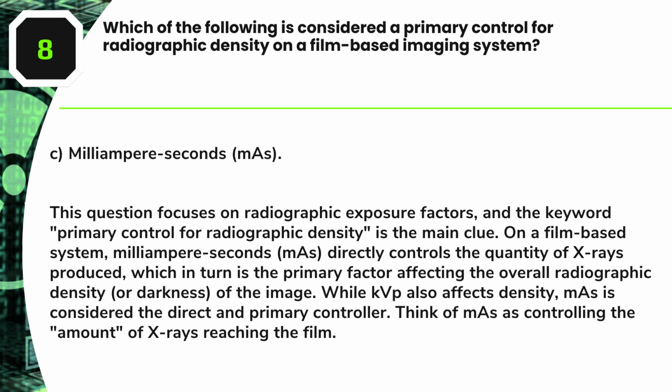Answer C. Milliampere seconds, mAs. This question focuses on radiographic exposure factors, and the keyword primary control for radiographic density is the main clue. On a film-based system, milliampere seconds, mAs, directly controls the quantity of X-rays produced, which in turn is the primary factor affecting the overall radiographic density, or darkness, of the image. While kVp also affects density, mAs is considered the direct and primary controller. Think of mAs as controlling the amount of X-rays reaching the film.